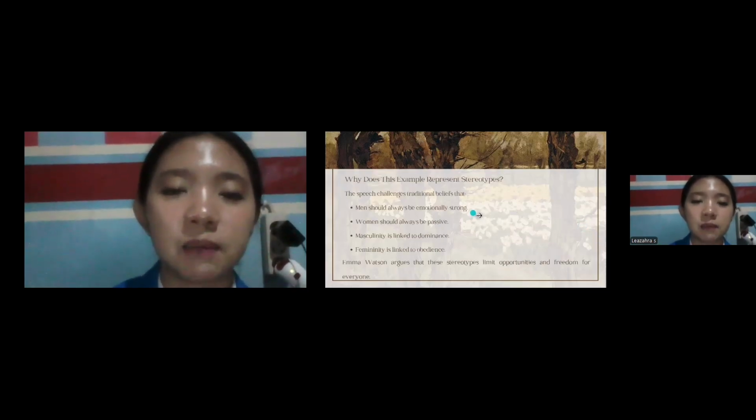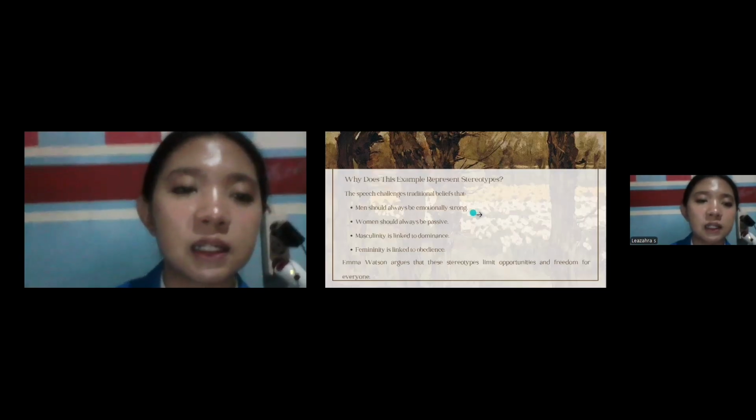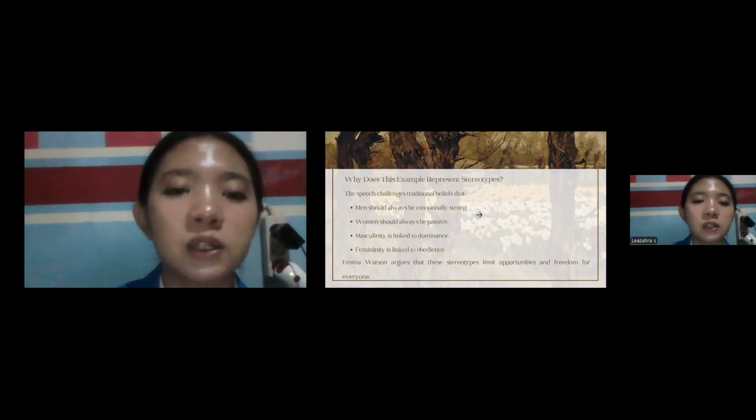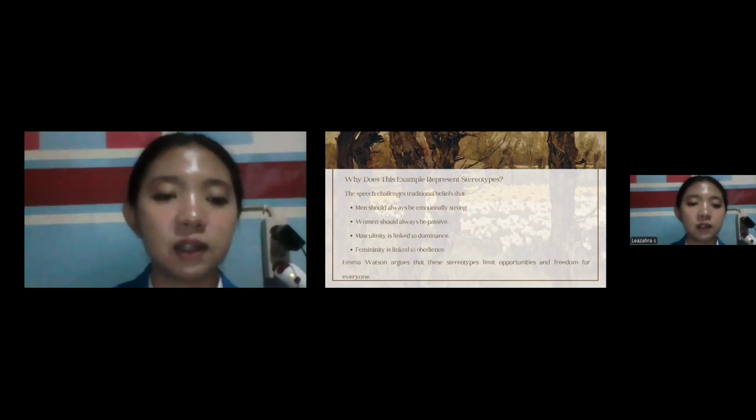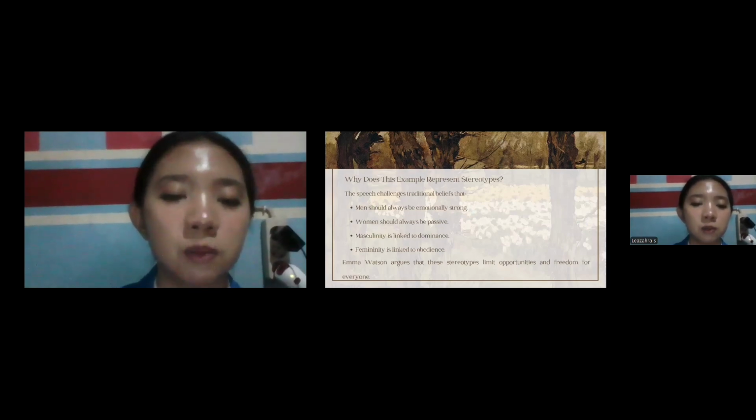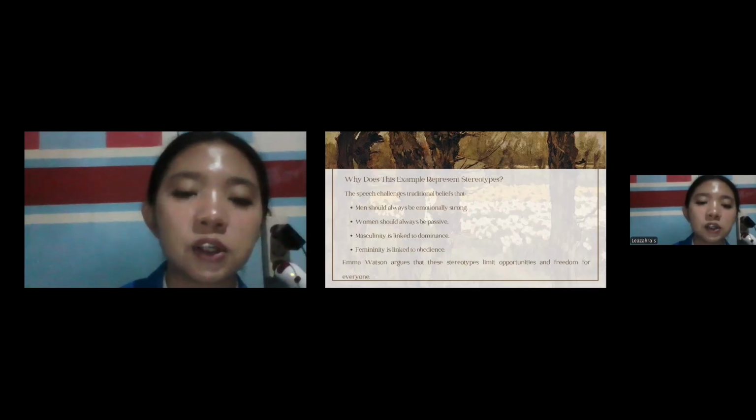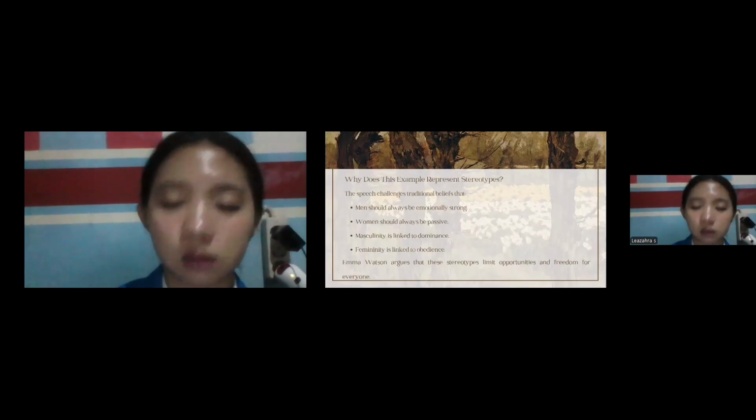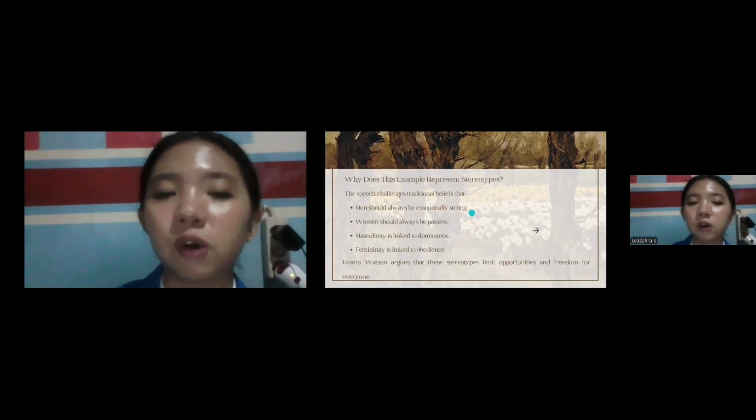Why does this example represent stereotype? Because men should always be emotionally strong, women should always be passive, masculinity is linked to dominance, and femininity is linked to obedience. Emma Watson argued that these stereotypes limit opportunity and freedom for everyone.